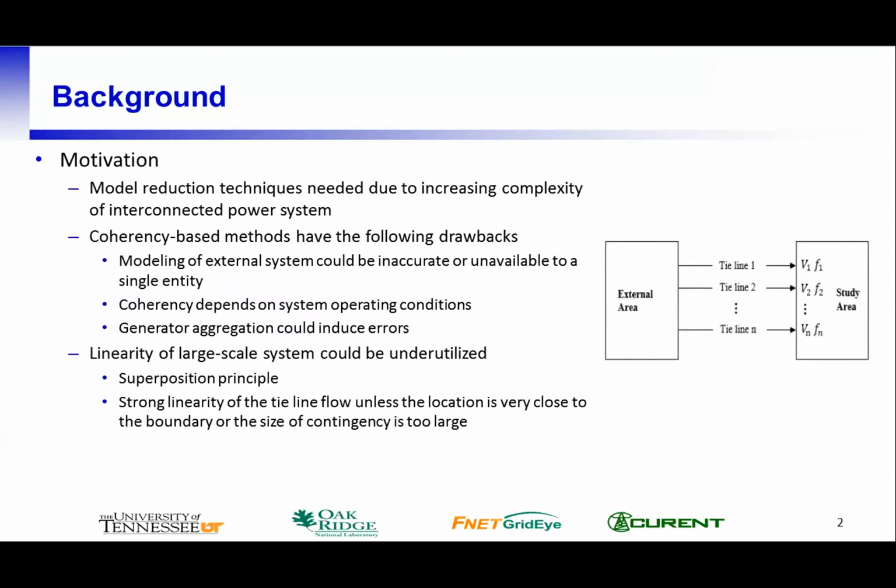is needed. In fact, normally only the dynamics within a small area in a large interconnected power system are of interest, which is often referred to as the study area. The rest of the system is referred to as the external area. To reduce the complexity of the full model system, one possible solution is to represent the external system with dynamic equivalents of reduced order using model reduction techniques.